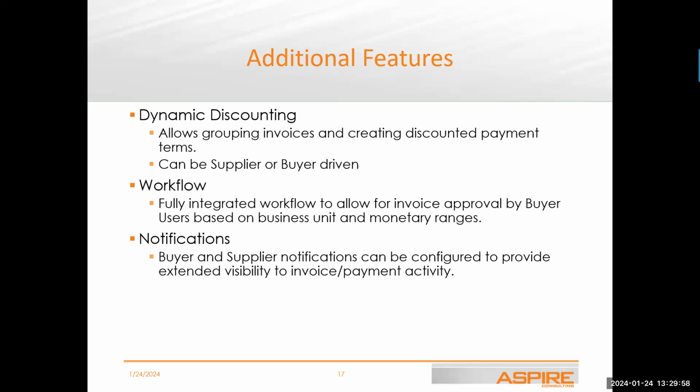Finally, additional features. Again, we talked about dynamic discounting a little bit already. It allows you to group invoices and create discounted payment terms. It can be supplier or buyer driven, so either the supplier can make a recommendation about a discount or the buyer can. It's just coming to an agreement that, hey, we'll pay you on different terms if you agree to a discount. So you'll say 5% off if we agree to pay these now. You can set and negotiate those terms in the application itself, going back and forth between the supplier and the buyer through messages and through setting up a proposal and going through the approvals of it. Again, some clients love it, some don't.